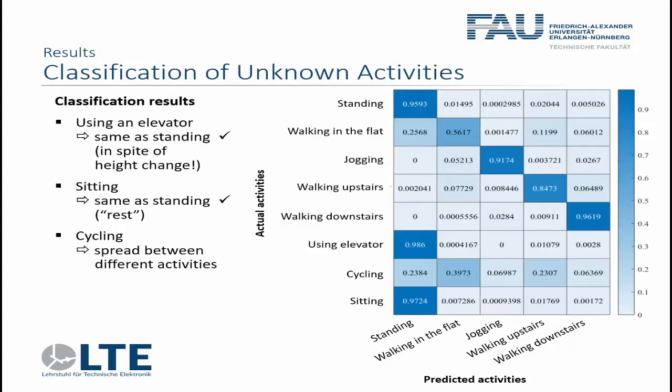I skipped that for unknown activities. We also looked at what happens if we apply our sensor to activities that weren't planned at first: using elevators, sitting, and taking the bike. That works quite well. Using the elevator and sitting are both classified as standing, so kind of rest in both cases. But what is more problematic, with different classifications, is riding the bike.